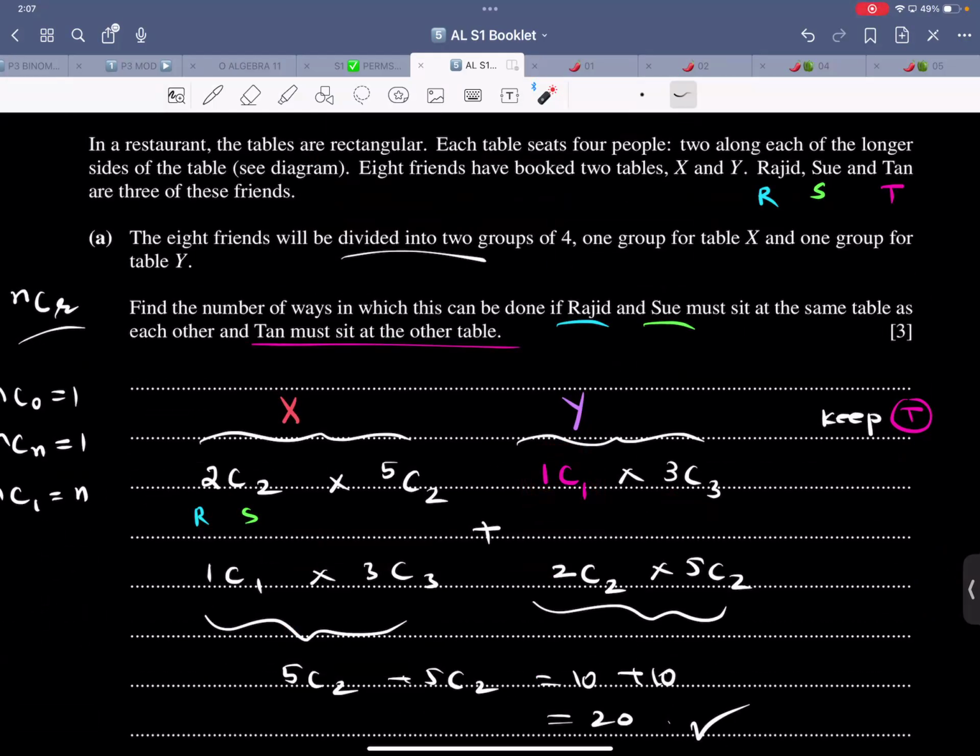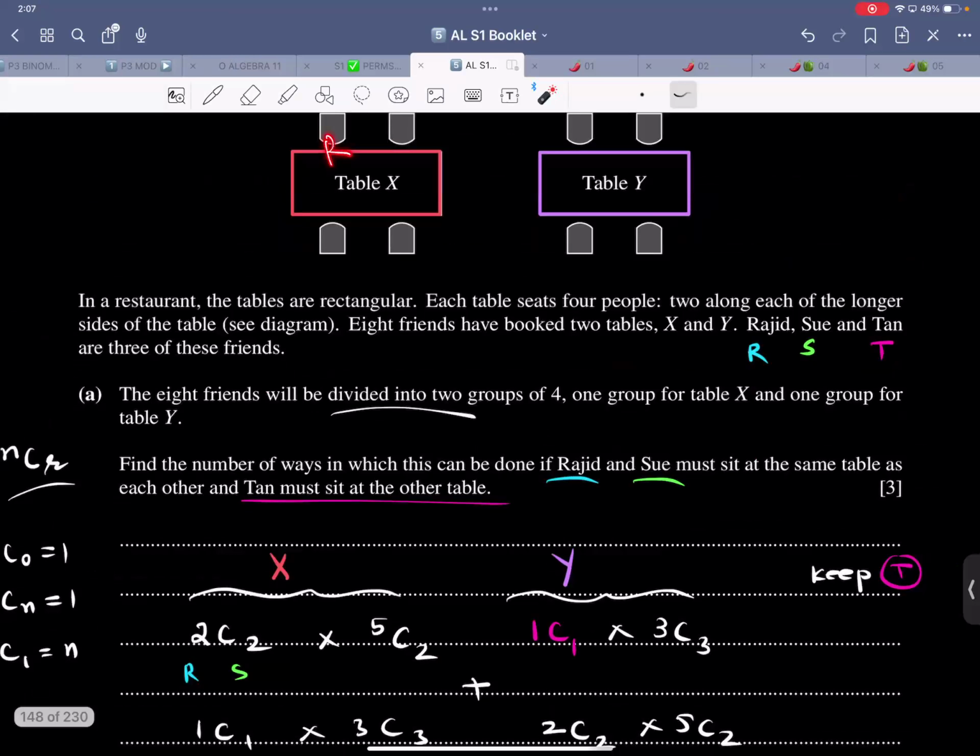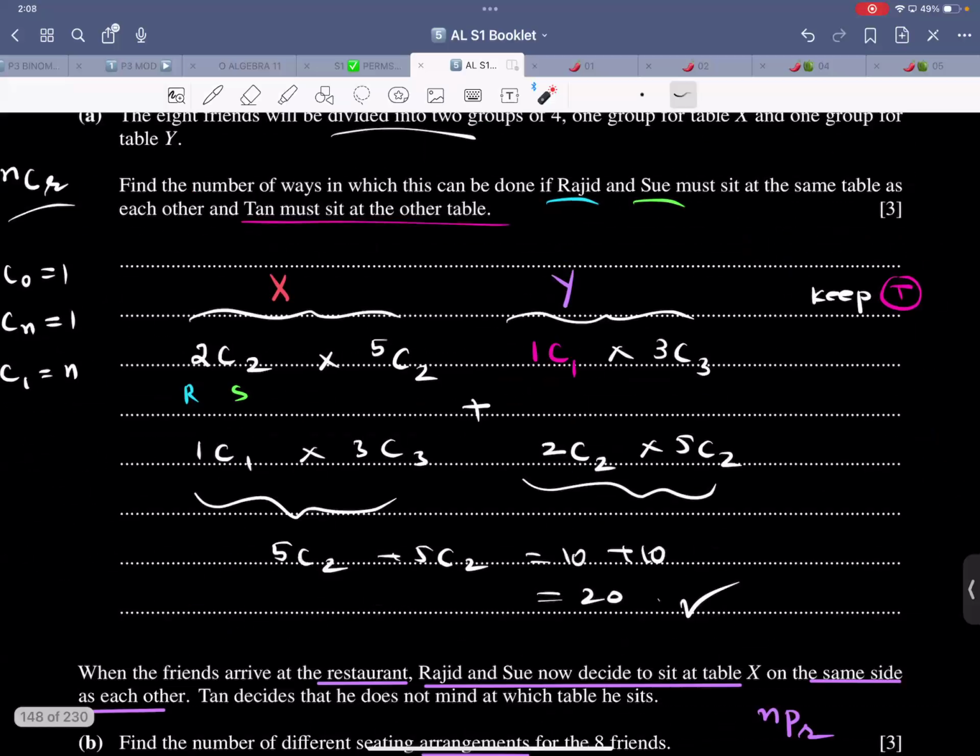The same over here, it's just basically change of order. This 2C2 into 5C2 goes over here. This 1C1 into 3C3 goes over here. So whatever is the rule for table X, that's the same rule for table Y. Let me repeat it again. R and S over here. 6 are left, but I'm choosing from 5. Why? Because I'm separating T out. So 5C2 over here. Then that person T over here, 3C3 over here. The same thing multiplied by 2. So that comes out to be 20.